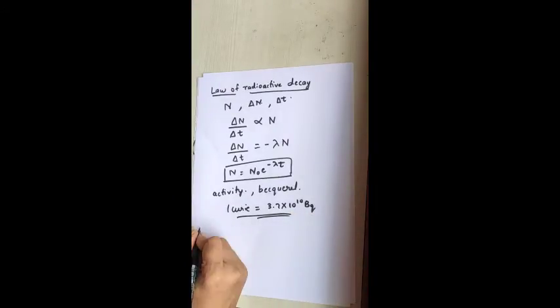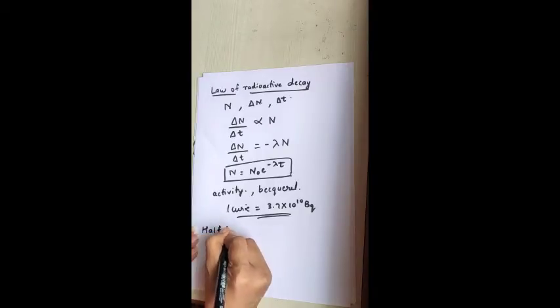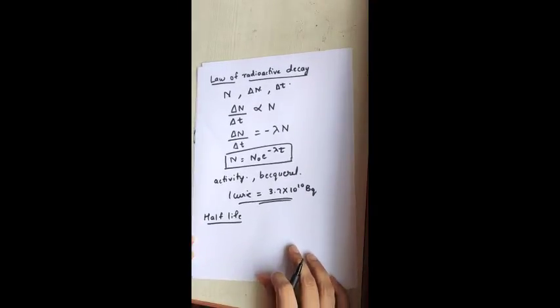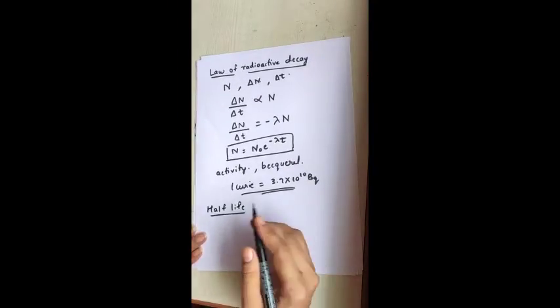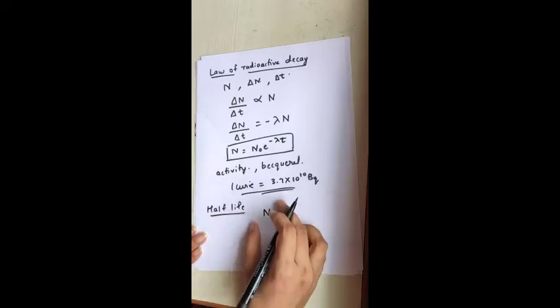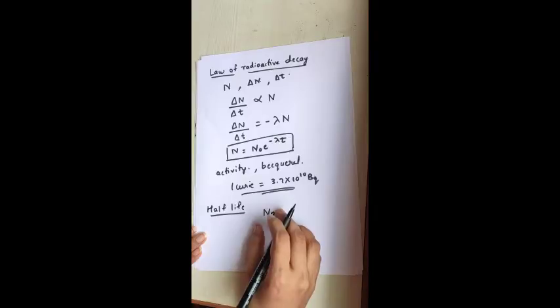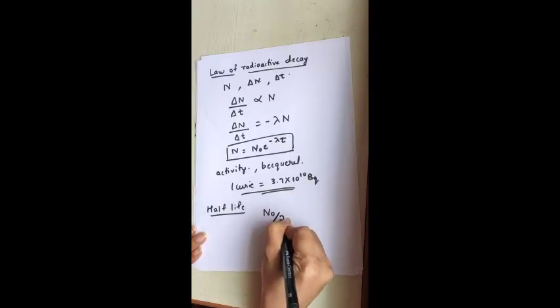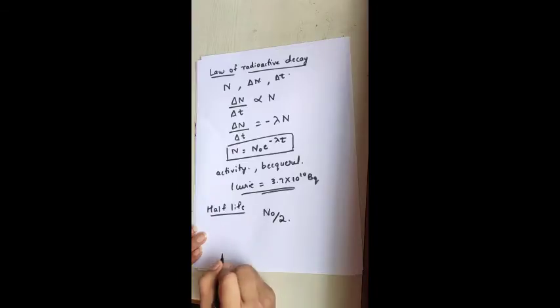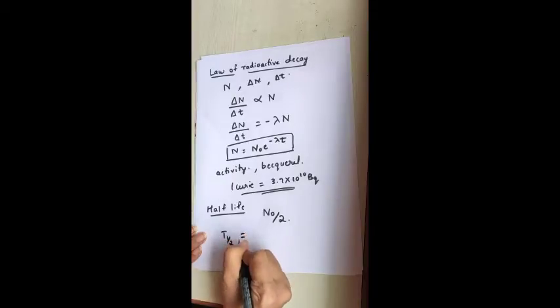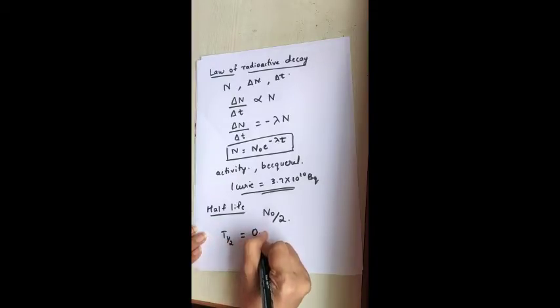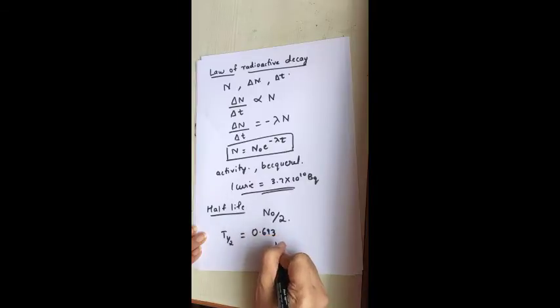Next, the topic is half-life. What is half-life? If there are n naught nuclei initially in the sample, the time taken by the sample to reduce to n naught by 2 is called the half-life. There is an expression to calculate the half-life, denoted by T half: T half equals 0.693 divided by lambda, where lambda is the disintegration constant.